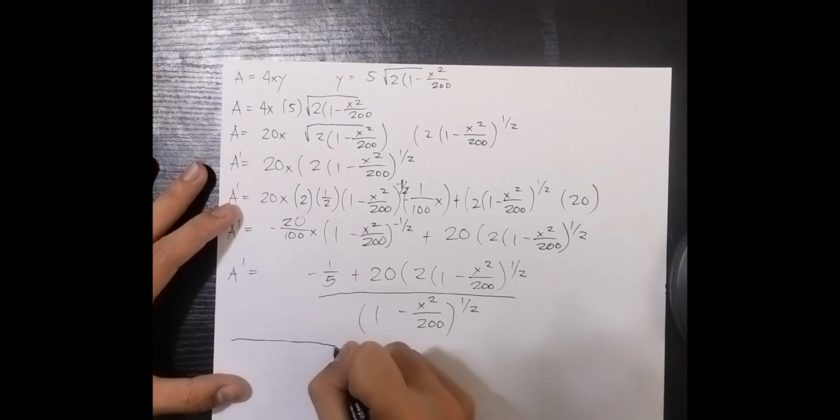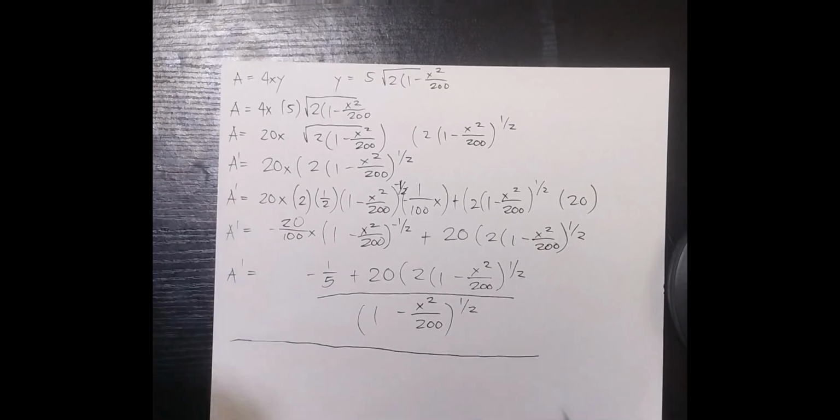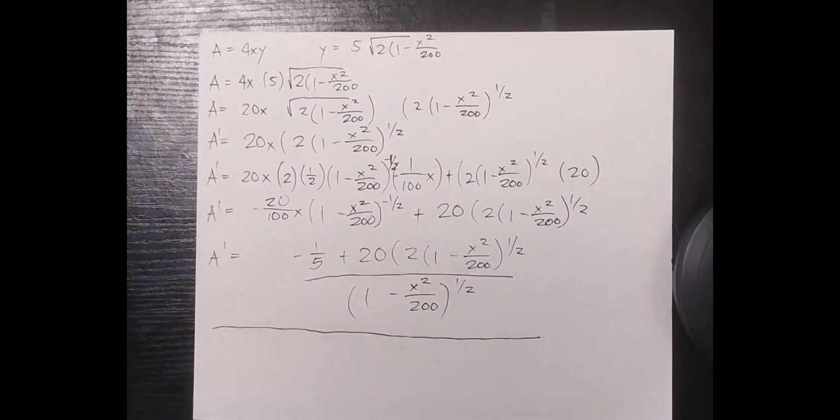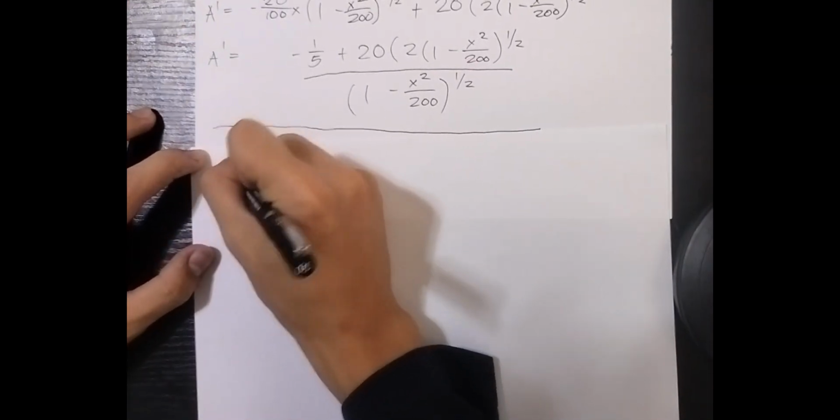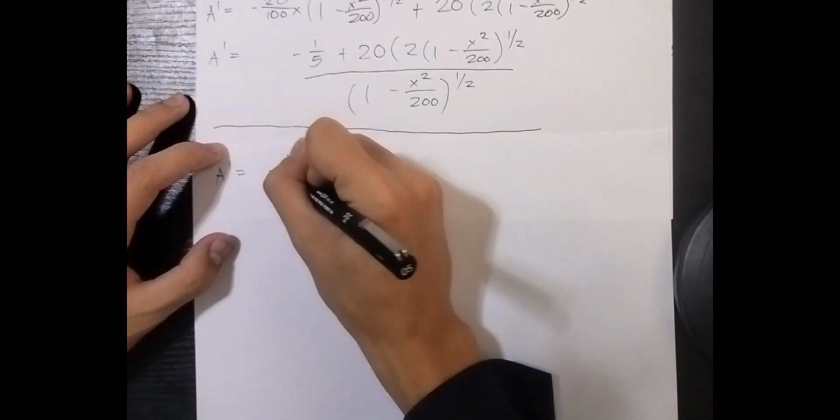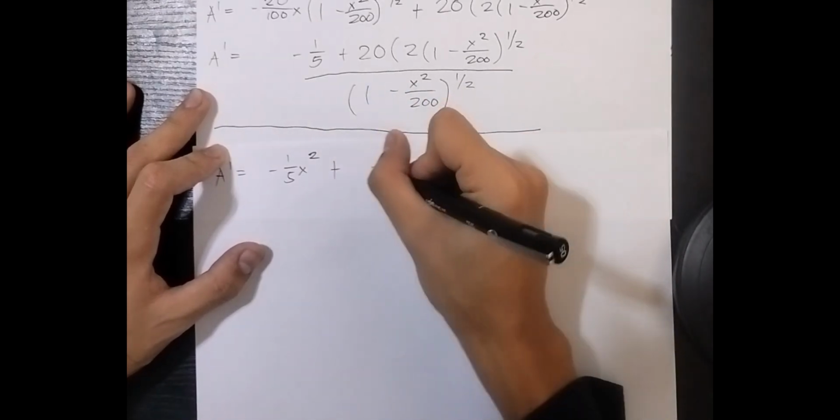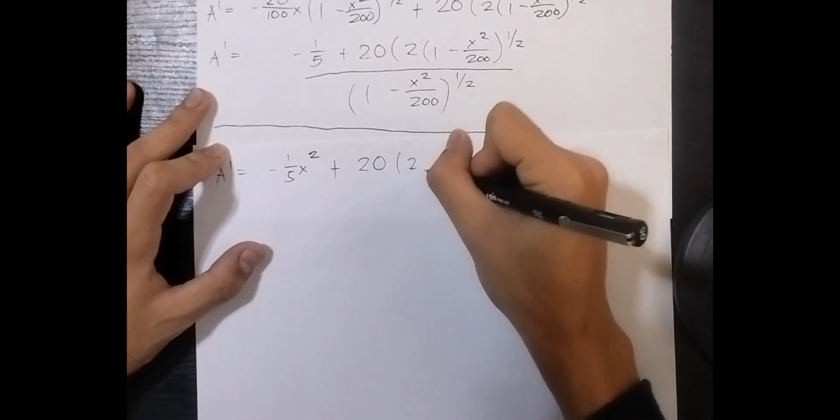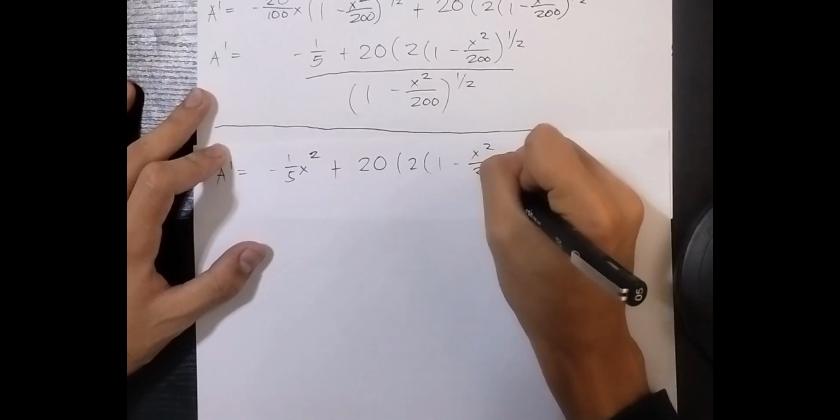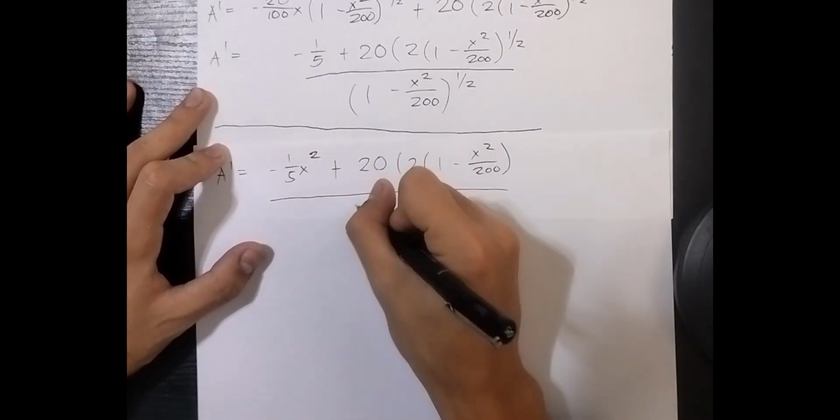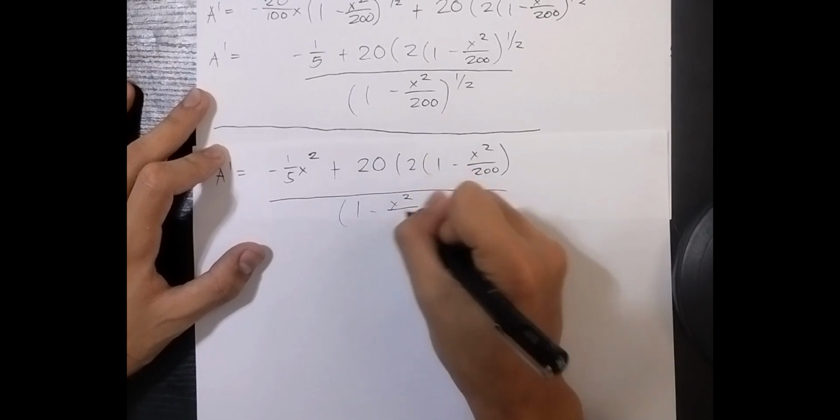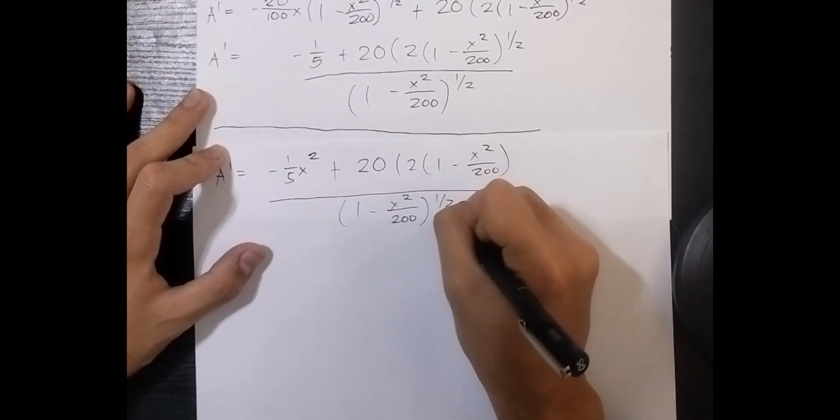Now this is our simplest form. We can now equate it, but first we must simplify the numerator. So it will become A prime is equal to negative 1 over 5 x, I forgot the sign, x squared plus 20 multiplied by 2, 1 minus x squared over 200, over 1 minus x squared over 200 raised to 1 half.